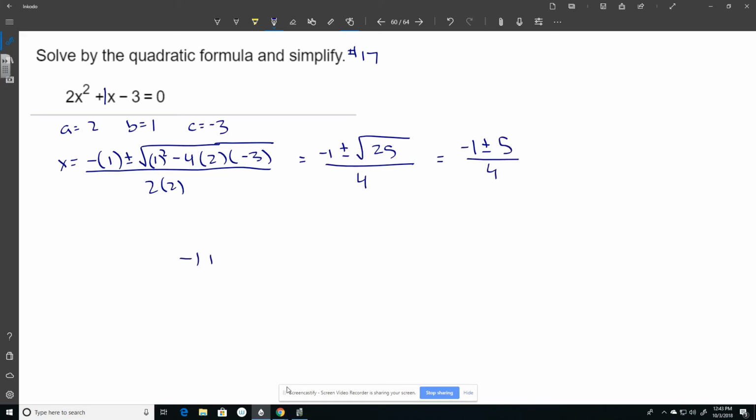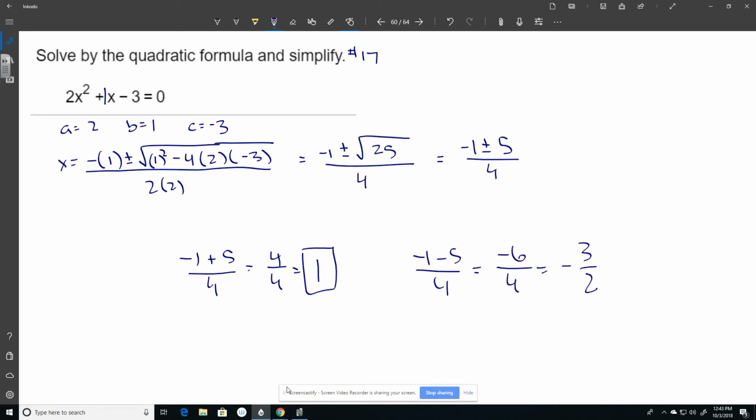So I get -1 plus 5 divided by 4 and -1 minus 5 divided by 4. -1 plus 5 is 4 divided by 4, which is 1. There's one answer. -1 minus 5 is -6 divided by 4, which is -3/2. So my answers are 1 and -3/2.